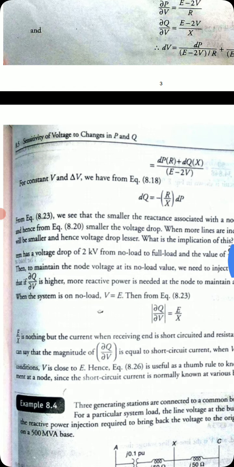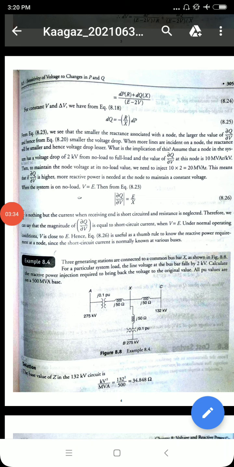From equation 8.23 we see that the smaller the reactance associated with the node, the larger the value of ∂Q/∂V, and hence from equation 8.20, the smaller the voltage drop. When more lines are incident on a node, the reactance will be smaller and hence the voltage drop is lesser.